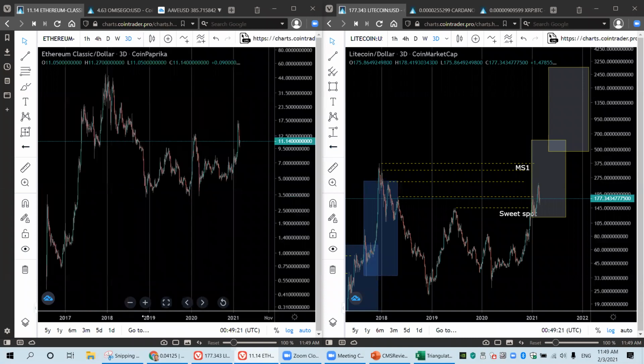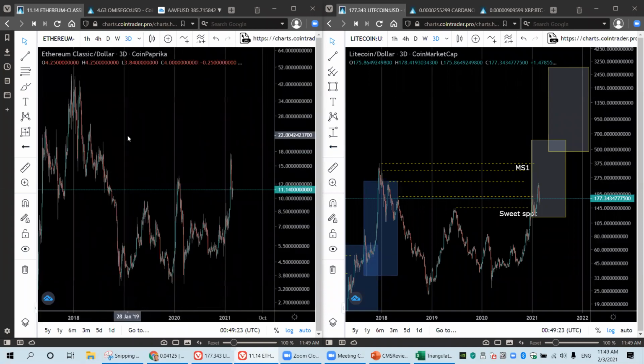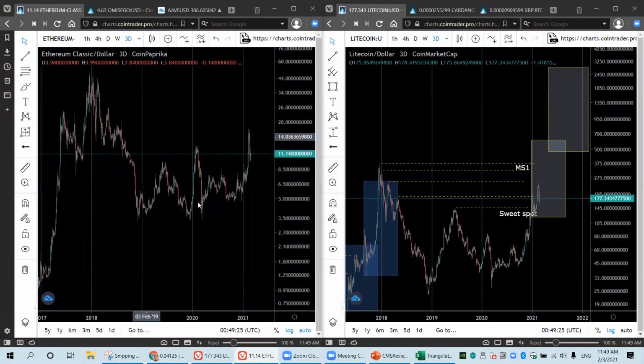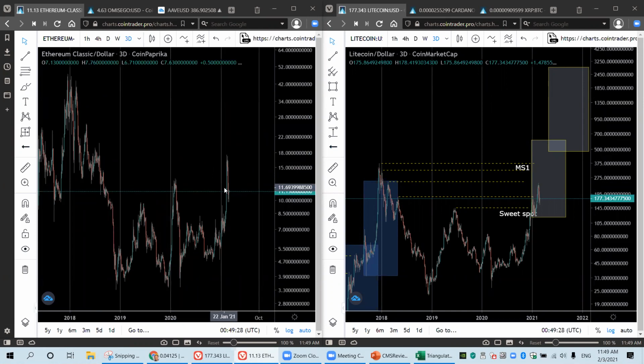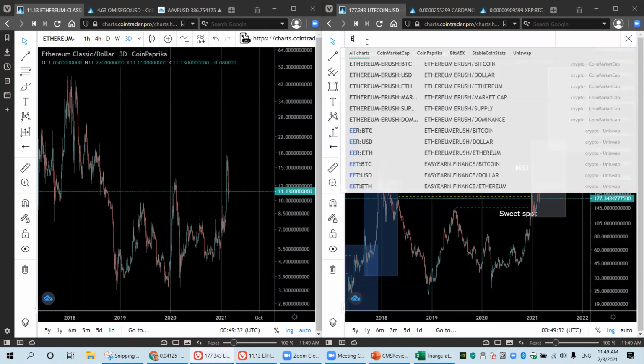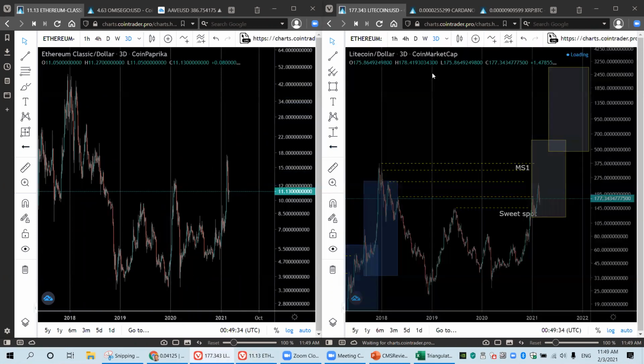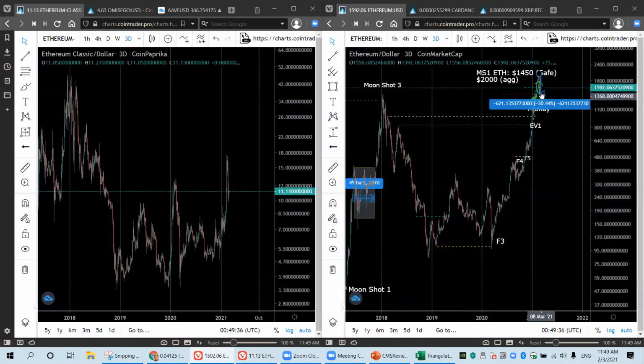Never a fan of ETC. I know some people are. But if you look at the structure, Ethereum is already up there. That gives you an idea how much money is flowing into Ethereum. You can see Ethereum is up there, and this ETC is still down there.